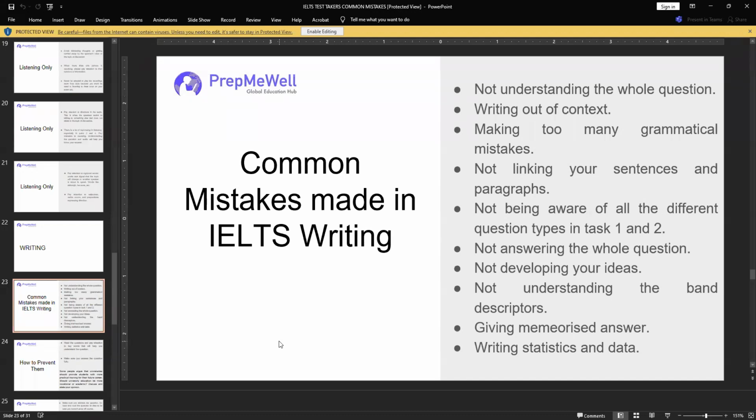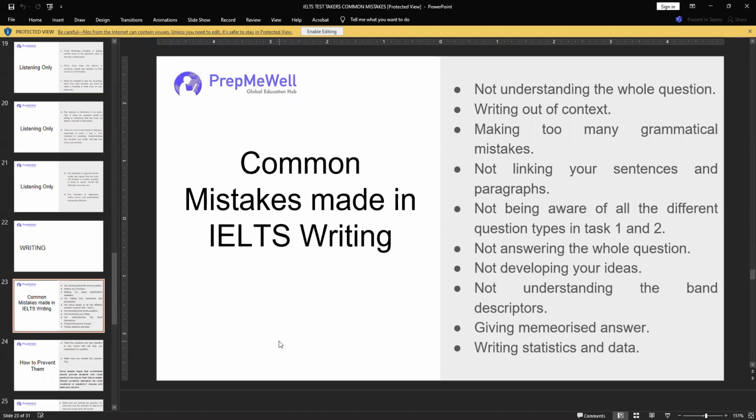Then I have, giving a memorized answer. Please don't give a memorized answer. Don't cram that, okay, this is how I want to start my introduction. No, don't, because you are not going to get exactly the same question that you practiced with. You might be lucky to get something similar, but you're not going to get exactly the same.